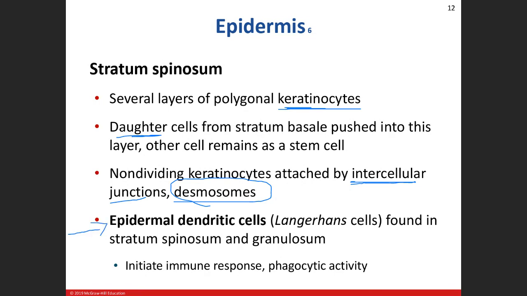Now we're seeing a new cell here, the Langerhans cells, or our dendritic cells. These are immune cells, and they're in both the stratum spinosum and the stratum granulosum. When we talk about how they initiate the immune response, I'm not really going to get into that, but it's called APC. They present an antigen, and they show it to another cell that's part of the immune system, and then the immune system kicks into gear.